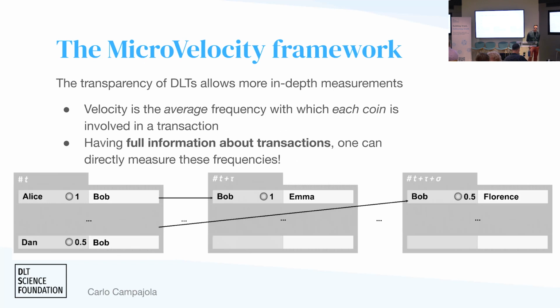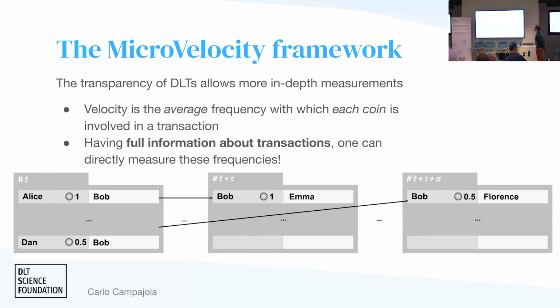So we talk about microvelocity, the microvelocity framework, which is literally triggered by the transparency of DLTs. When you have a blockchain, when you have a DLT, you can actually read the transaction and track where the money is going and who is moving where. So instead of just looking at the velocity as the average frequency with which any coin in the economy is involved in a transaction, you can actually look at the average frequency with which each coin is involved in a transaction. And since you have full information, you can directly measure the frequencies. So this is the key idea at the foundations of this microvelocity framework.